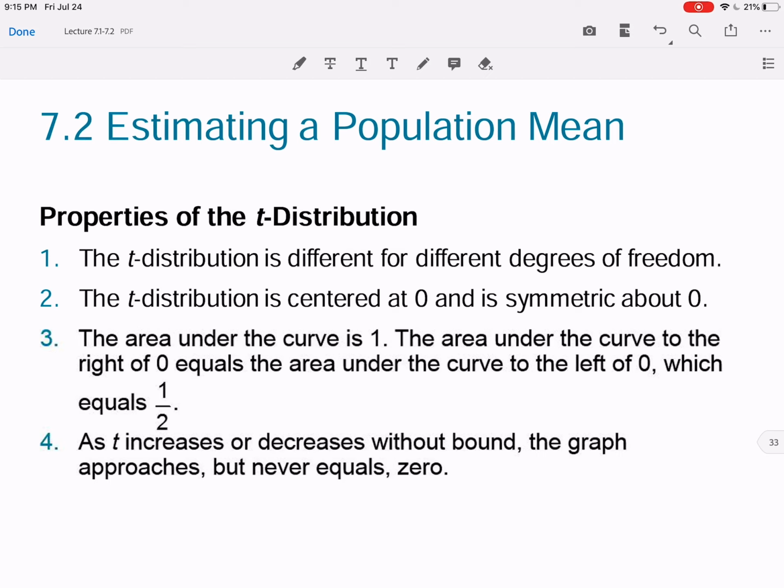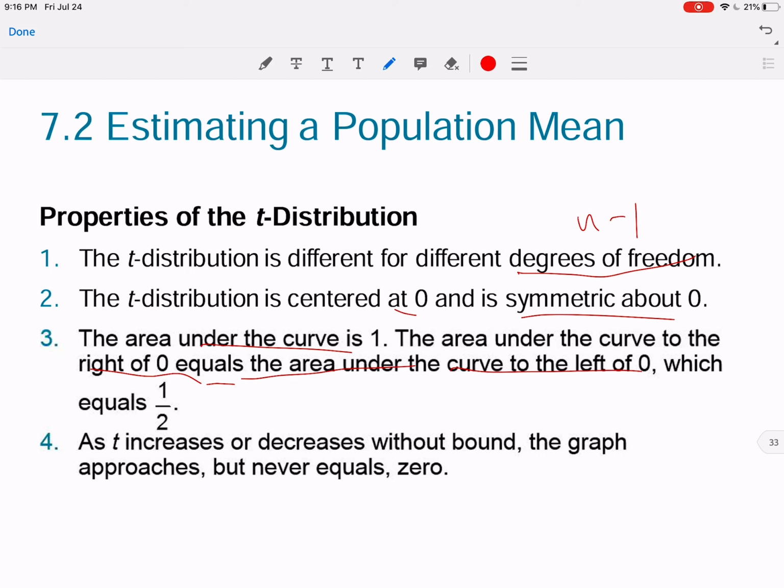It's similar to the properties of the normal distribution, but there's one difference: degrees of freedom. The T distribution is different for different degrees of freedom, and always keep in mind that the degrees of freedom of the T distribution is always n-1. The T distribution is centered at 0 and symmetric about 0. Number 3, the area under the curve is 1. The area under the curve to the right of 0 equals the area under the curve to the left of 0, which equals 1/2. As T increases or decreases without bound, the graph approaches but never equals 0.